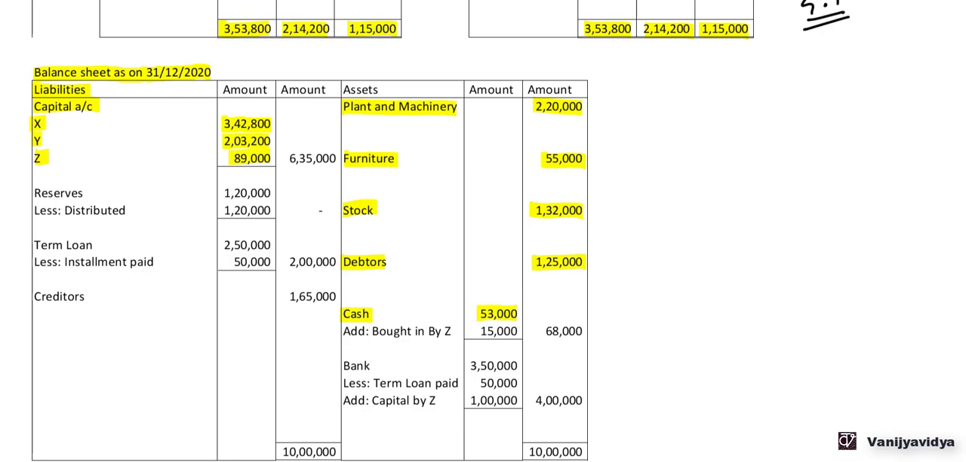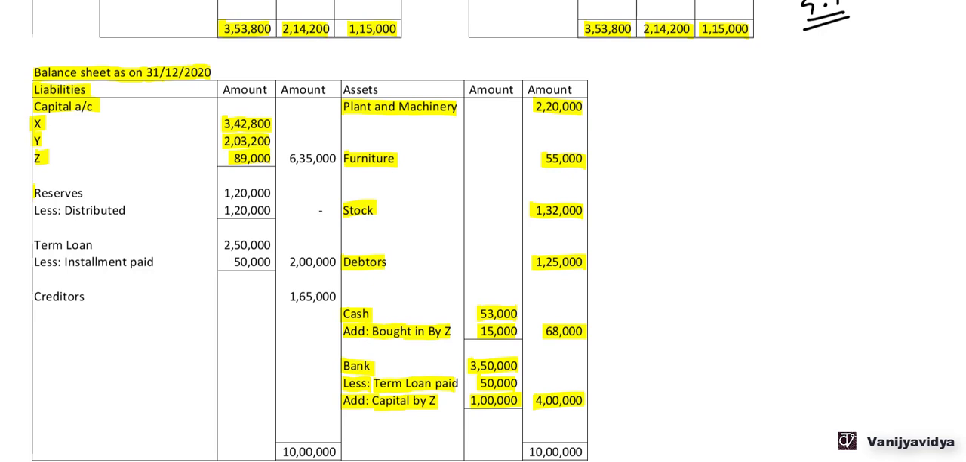Now there was an adjustment in the cash wherein 15,000 was brought in by Z, so we will add that, add cash brought in by Z, 15,000. So now the cash balance is 68,000. Then bank, 3,50,000. Now in bank we had some adjustments. There was a term loan that was paid. So less term loan paid 50,000, and add capital by Z, 1 lakh. So now the balance in the bank account is 4 lakhs.